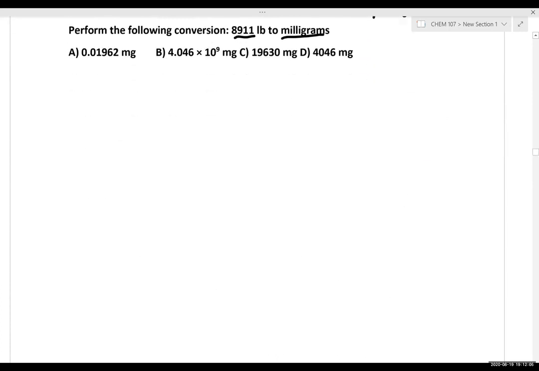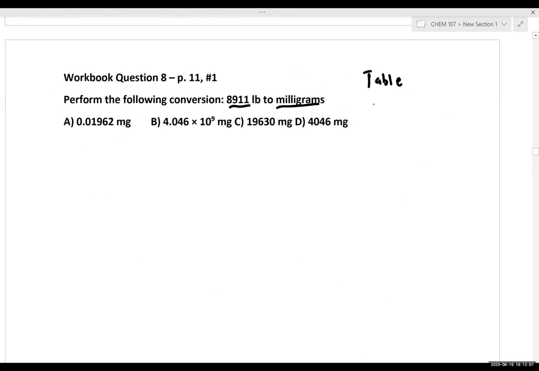Okay, so let me write that down. So we have 453.6 grams is equal to 1 pound. Okay. We also need another equality. 1 milligram is equal to how many grams? 10 to the negative third.